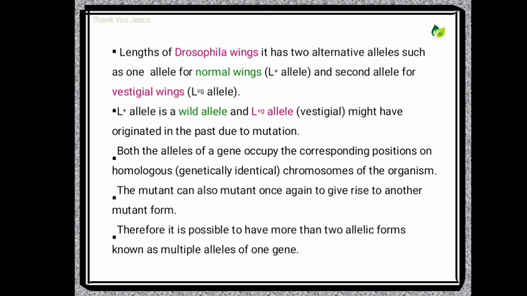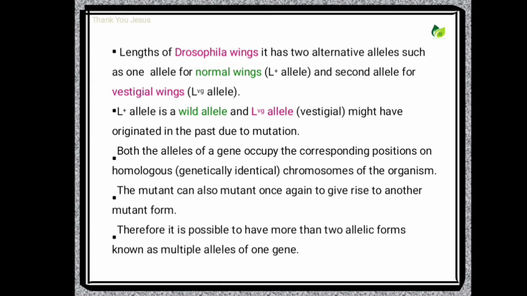Let's see another example, such as a gene for length of Drosophila wings. It has two alternative forms, such as an allele for normal wings and a second allele for vestigial wings. So you have to remember vestigial is nothing but reduced wing size in Drosophila. L plus allele, which is a wild allele, and L vestigial, which is a mutant. It might have originated in the past.